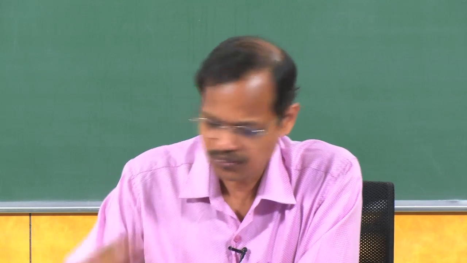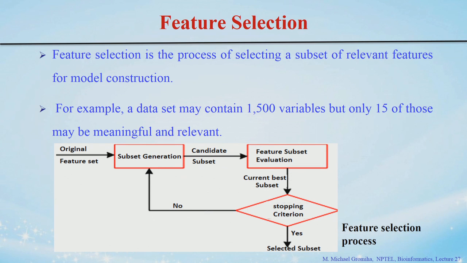So, we need to be very careful about the feature selection, what the relevant features are for constructing the model. For example, if we have a data set of 150 or 500 variables, only 15 of those may be meaningful and relevant. So, we need to take only the relevant information.